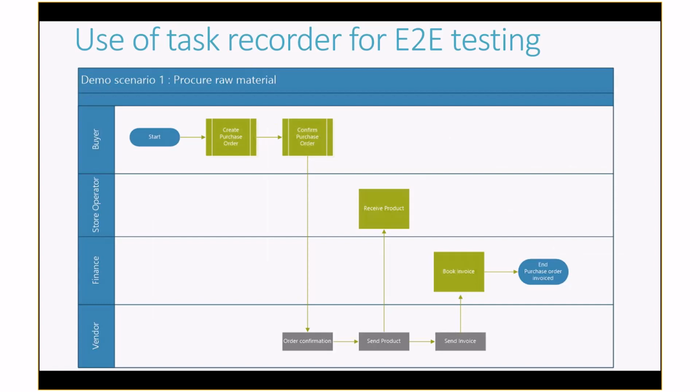As a consequence, once delivery has happened, your vendor will also send you an invoice. That invoice typically arrives in your financial department, and there you will do the booking of the invoice. The reason why I've put this scenario on the slide is just to make sure that you understand that in such end-to-end scenario testing, you have different roles and different personas involved.